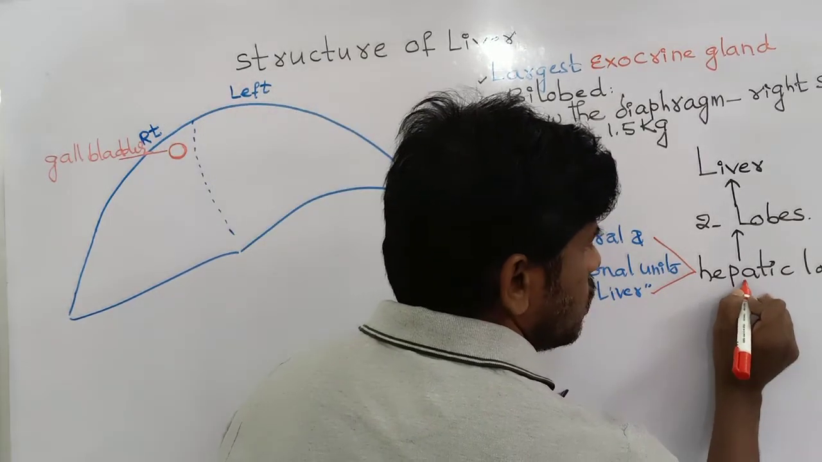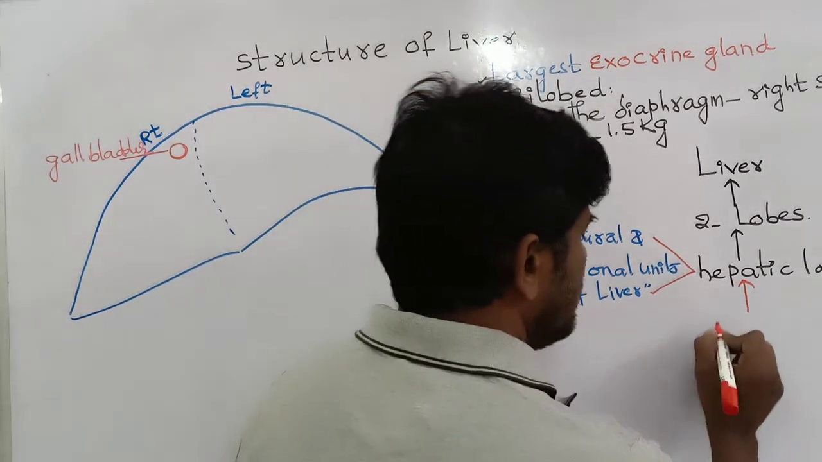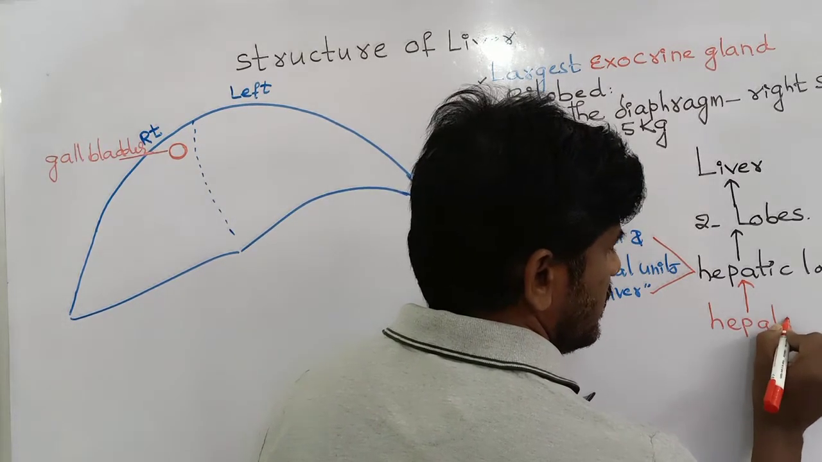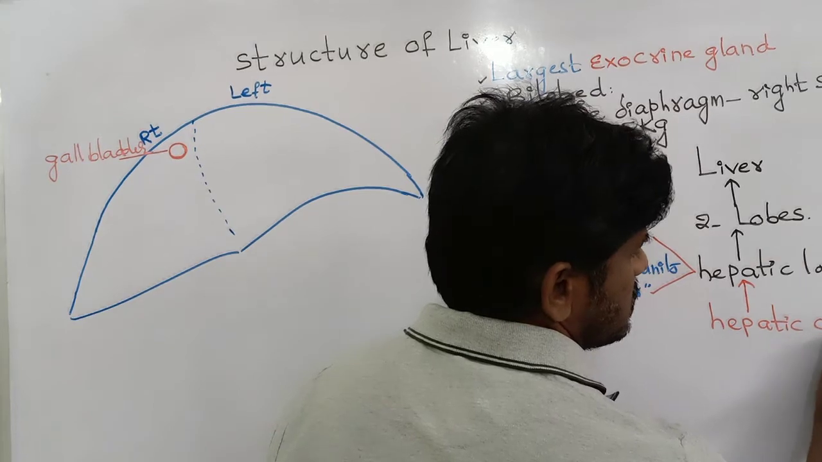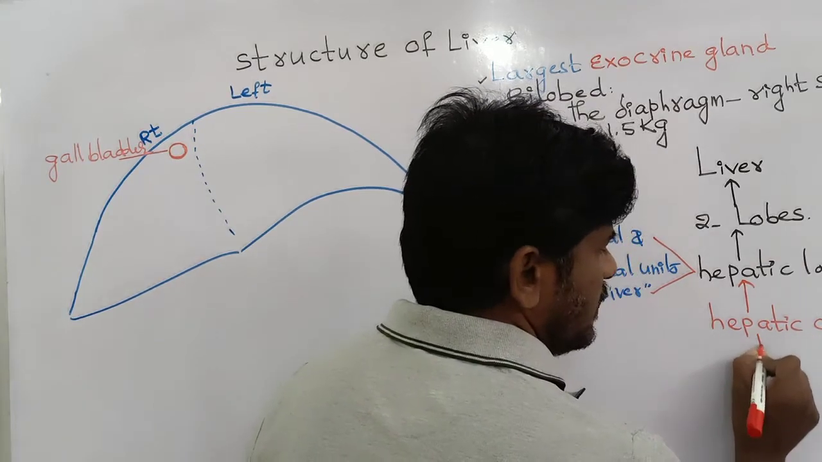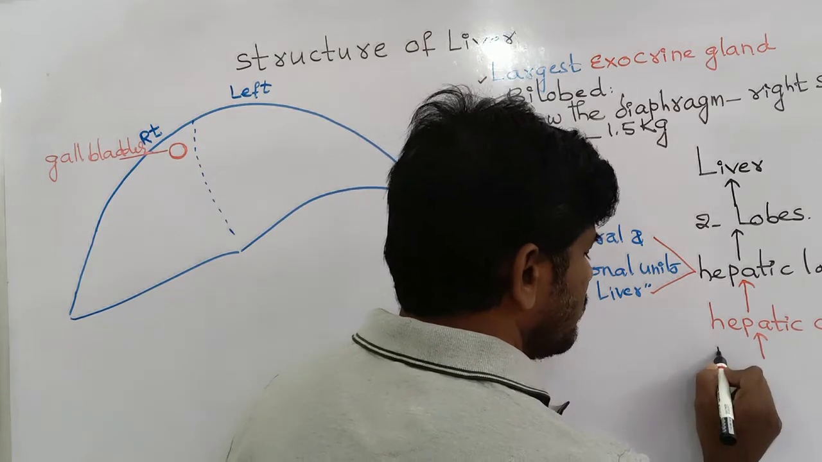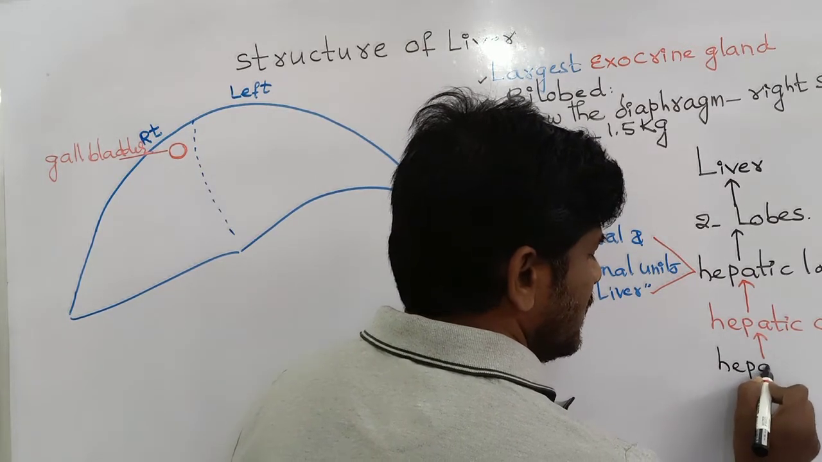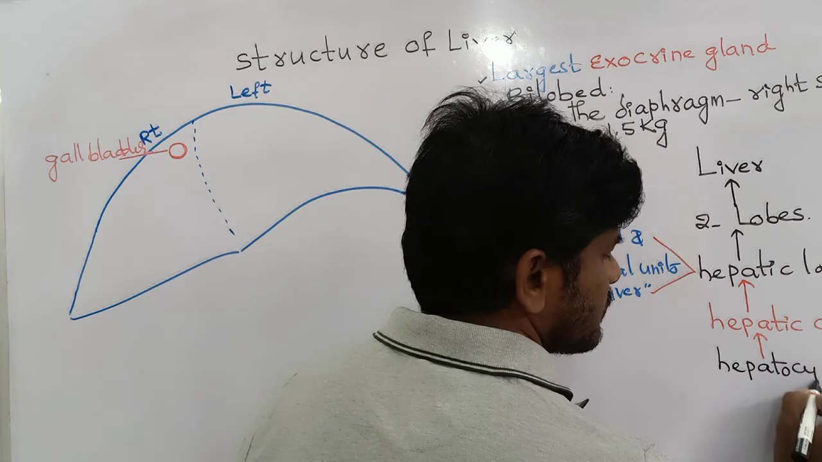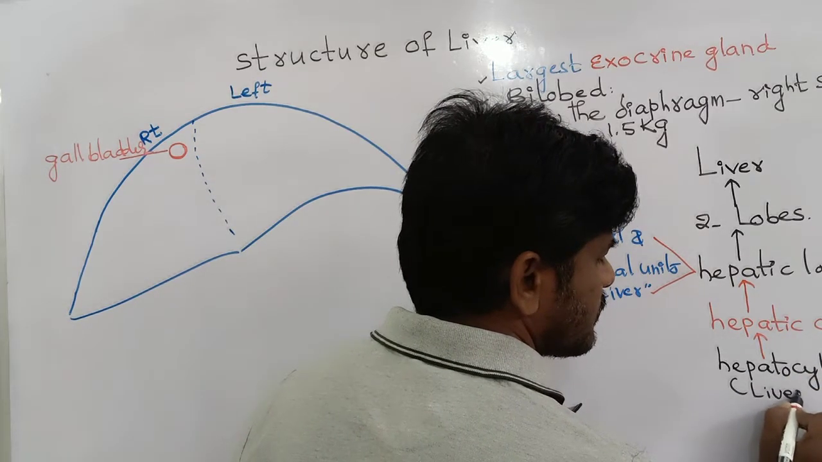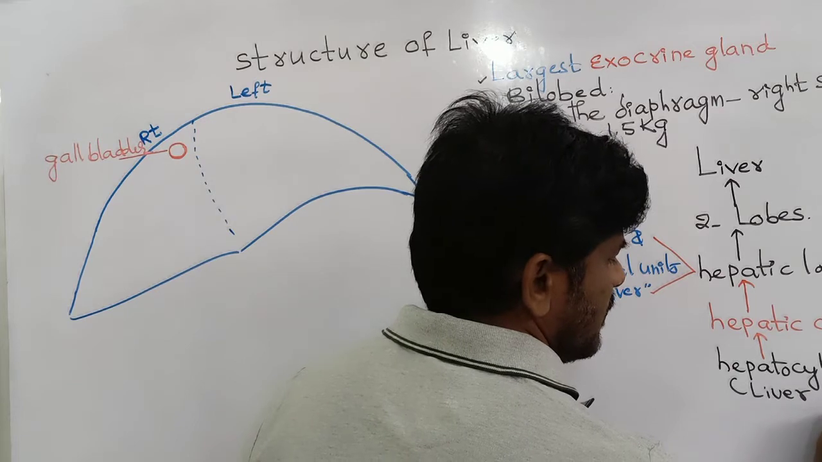Each hepatic lobule contains the hepatic cords. Each hepatic cord is formed by many cells called hepatocytes, nothing but the liver cells. Hepatocytes are the liver cells.